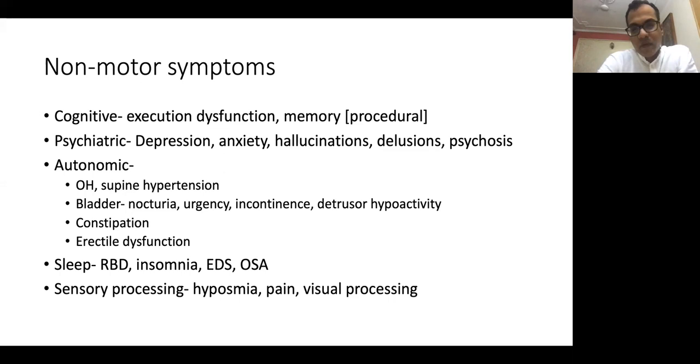Hyposmia is so common that it can be used as a screening test as well. You give them five different things to smell and ask them to identify each one. Most of the PD patients will not be able to identify them correctly.